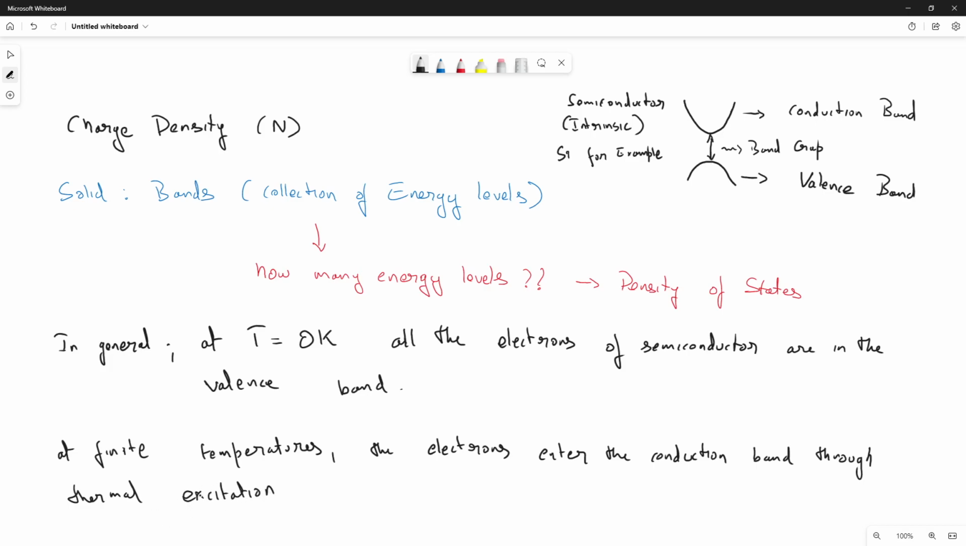When I use this word thermal excitation, what does it mean? Do the electrons move up in a systematic manner or do they move randomly? Can someone answer this question? Anyone? Randomly, sir. Yes. So when I say thermal excitation, the process is random excitations.